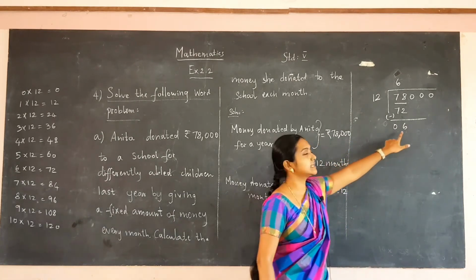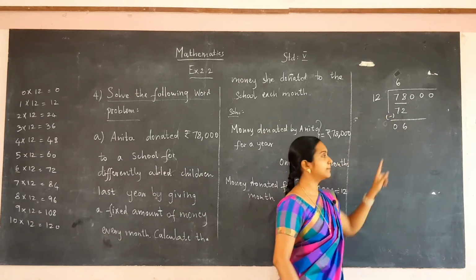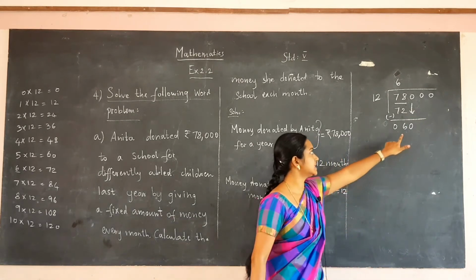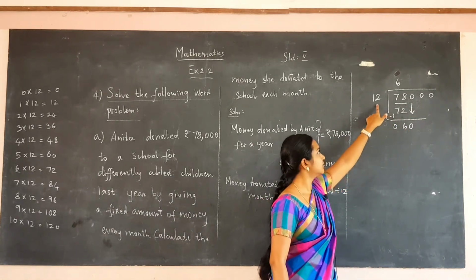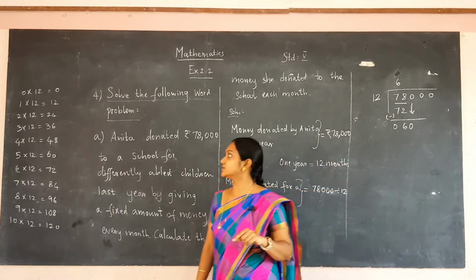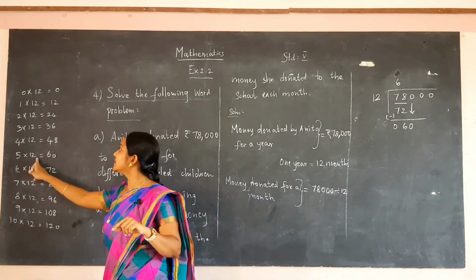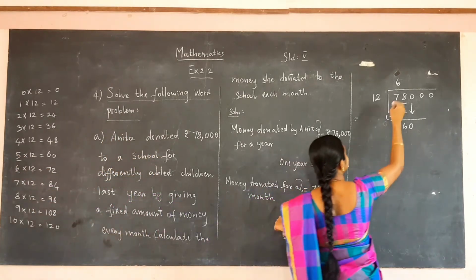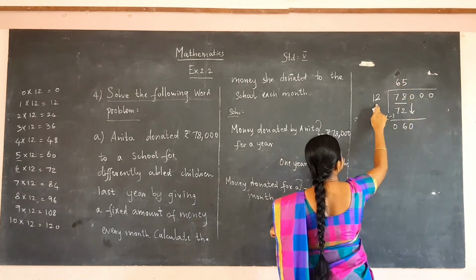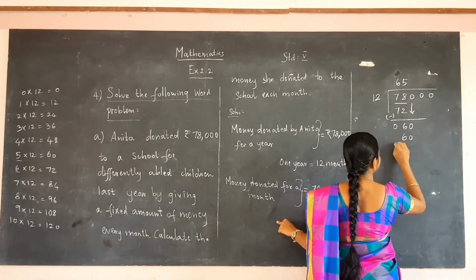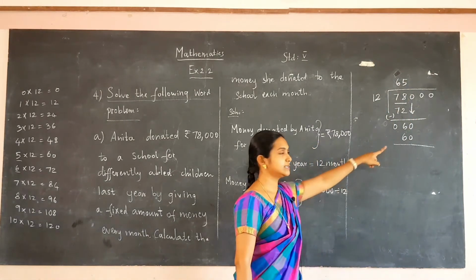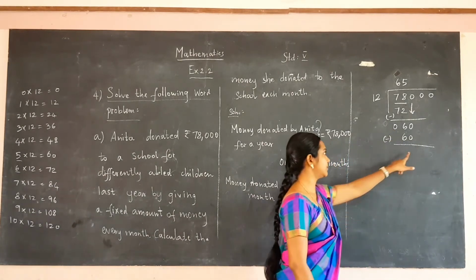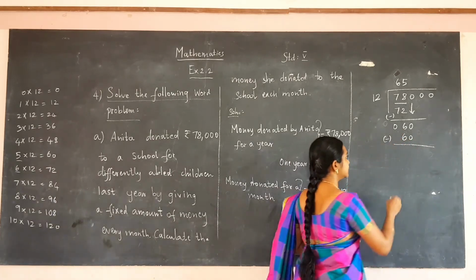See here, 6 is less than 12, so bring a number down. 60 is greater than 12. Now we can divide. Find a number nearer to 60. 5 12s are 60. So write 5 in the quotient. 5 into 12 is 60. We subtract these two numbers. 0 minus 0 will be 0 and 6 minus 6 will be 0.